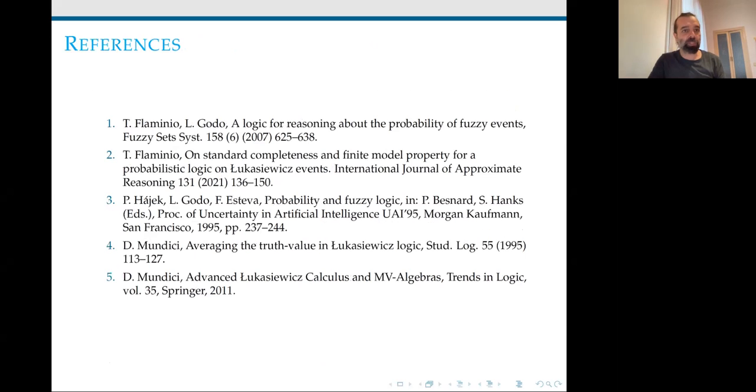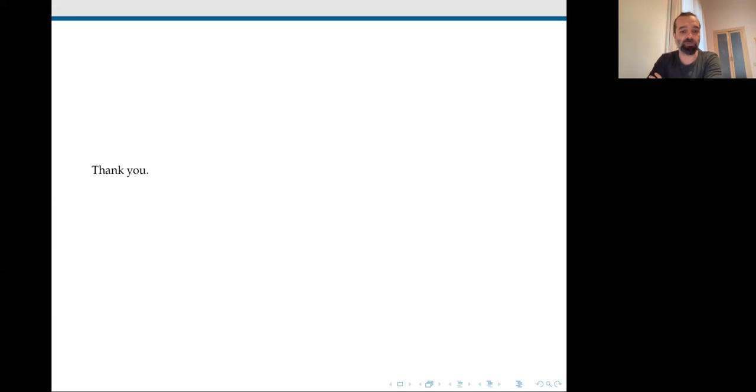So let me just conclude with some references. The proof I tried to present to you today is contained in reference number 2. It is on standard completeness and the finite model property for probabilistic logic on Łukasiewicz events. And there you will find a much richer bibliography that relates this setting to what I presented. So thank you very much for your attention.